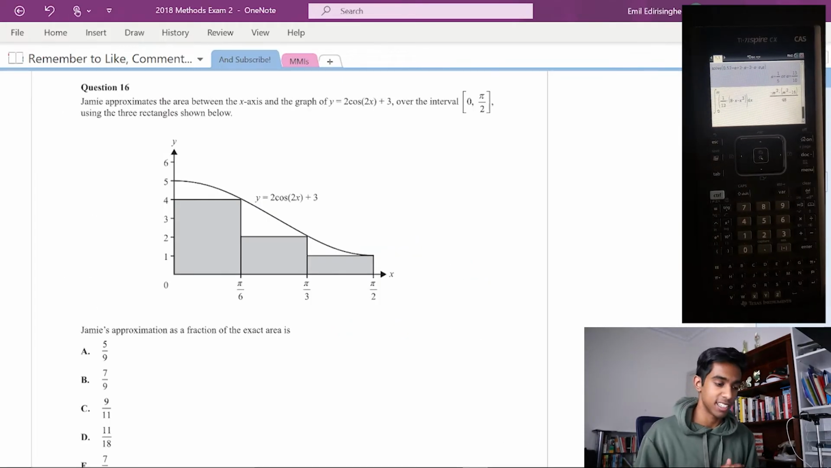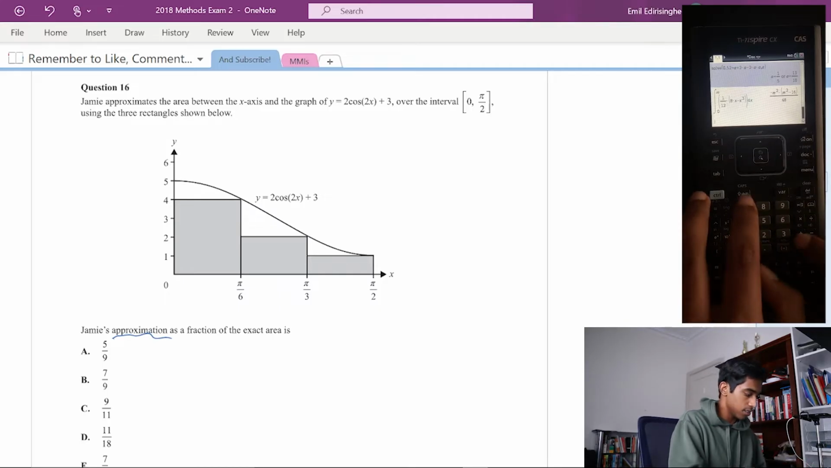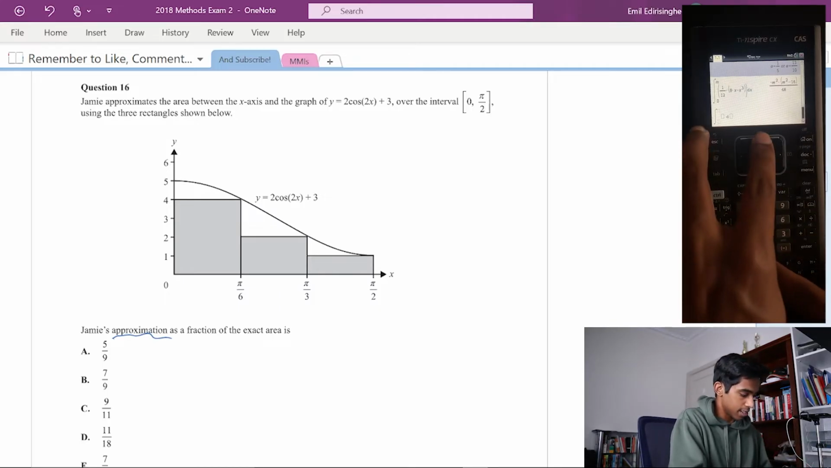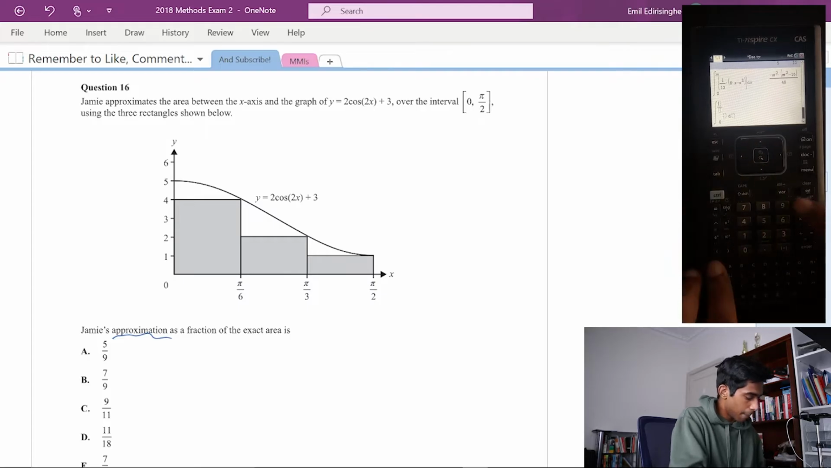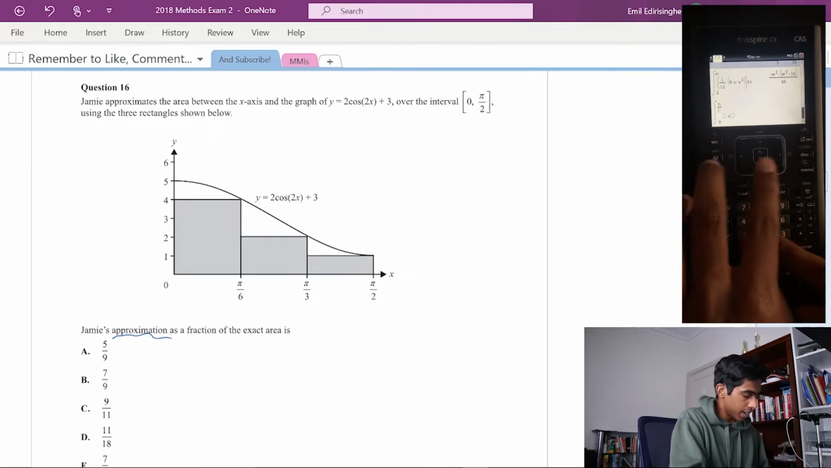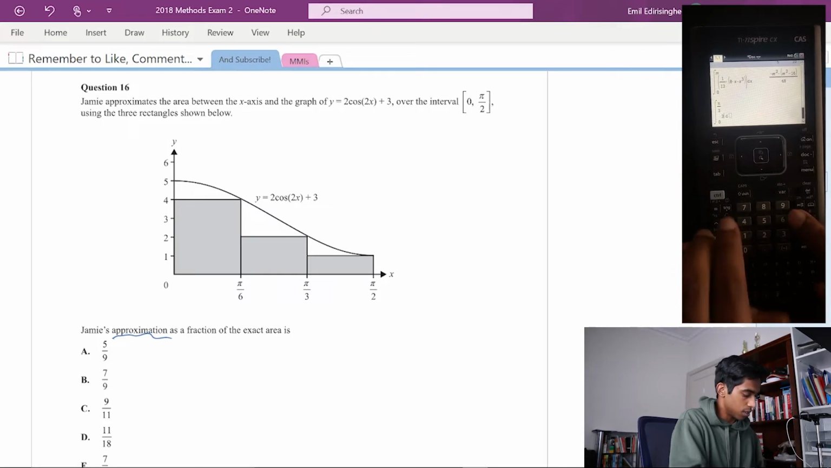So question 16 is an approximation question, and we're given the area between the x-axis and the graph of that, and then we're asked to find her approximation as a fraction of the exact area. So what I'll do first is I'll find the exact area. So shift plus to get integral from 0 to pi on 2 of 2 times cos 2x plus 3 dx.